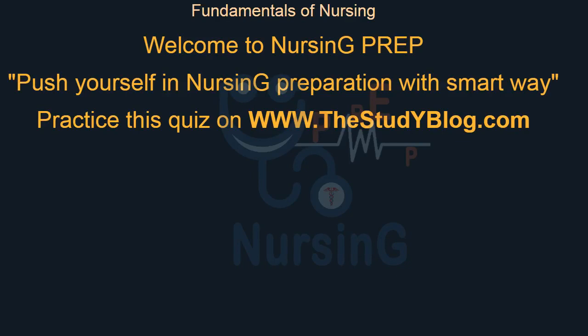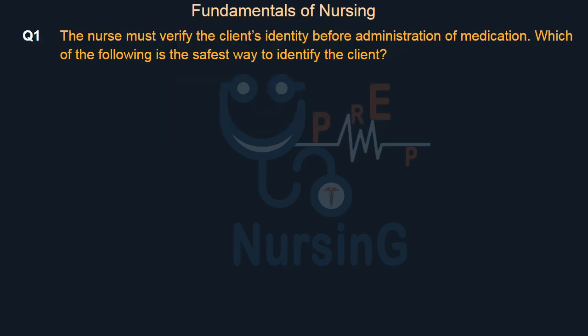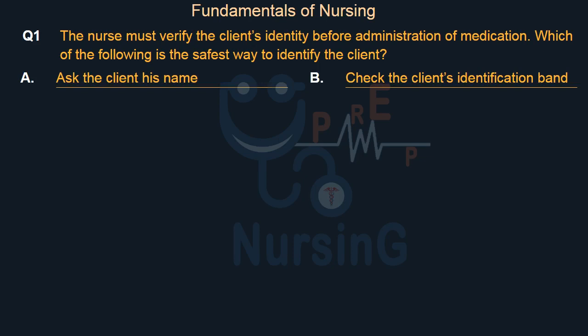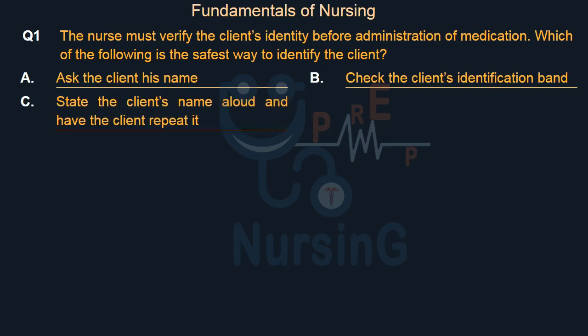www.thestudyblog.com. Fundamentals of nursing. The nurse must verify the client's identity before administration of medication. Which of the following is the safest way to identify the client? Option A. Ask the client his name. Option B. Check the client's identification band. Option C. State the client's name aloud and have the client repeat it. Option D. Check the room number.